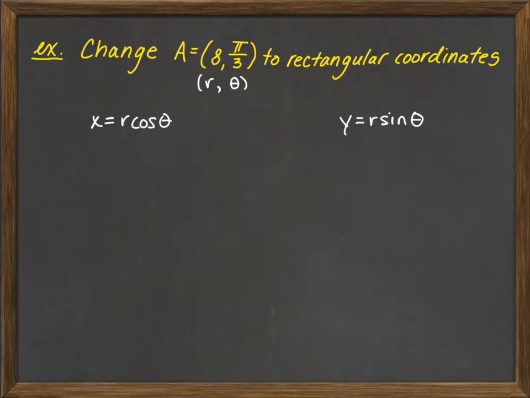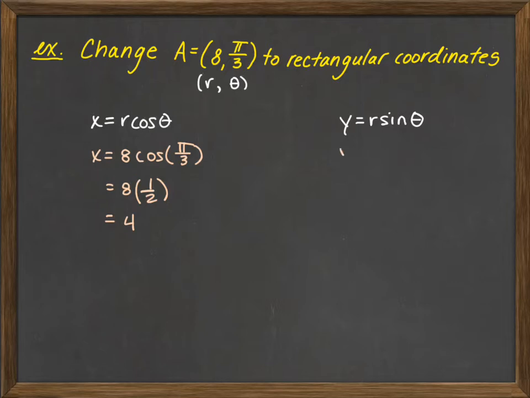So we can determine x and y completely just by knowing r and theta. So all we're going to do is just simplify into these equations. We get x is equal to 8 times the cosine of pi over 3. So we get that x is equal to 8 times 1/2, and 8 times 1/2 is equal to 4. x is equal to 4.